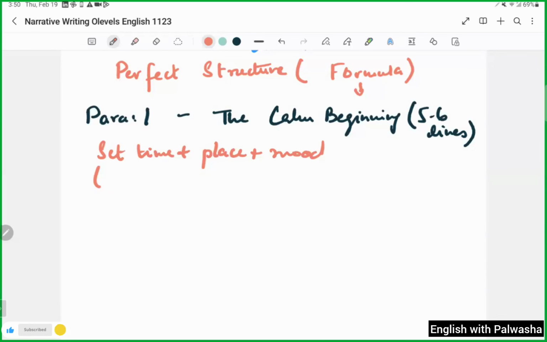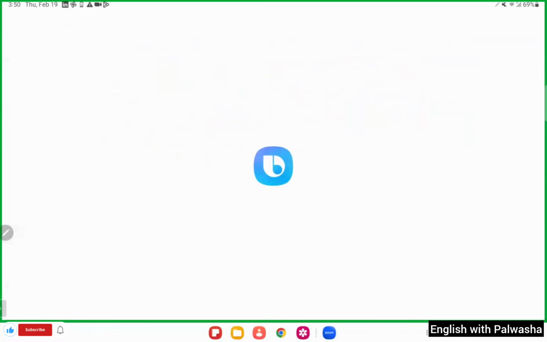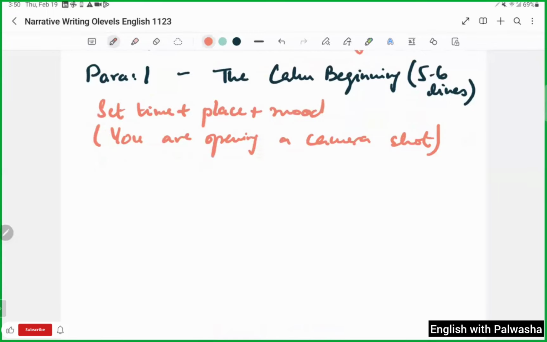After the first line you can start your action, but there should be a first line where you're setting a time, or you are at some place, or you are in a mood to discuss something. So directly starting the narrative with action is perfect, but after the first line. Got it? It's something like you are opening a camera shot. Let's suppose you're opening a camera shot. What you want the examiner to watch or see, that should be your opening, and that should be the best opening, right? Then comes your paragraph number two, where you have to create a trigger.